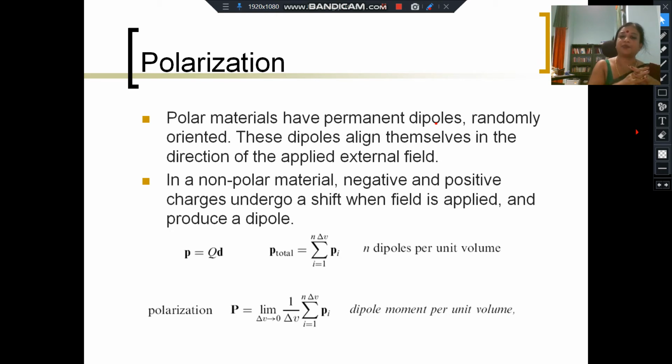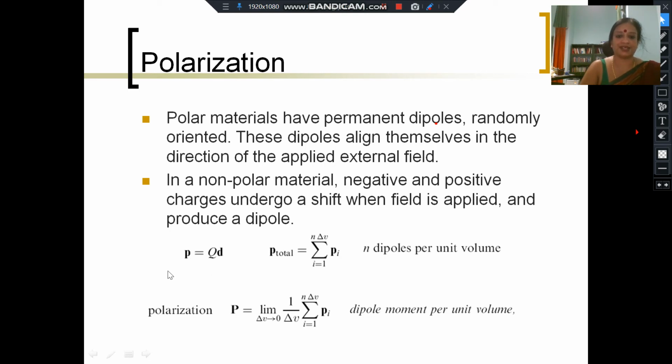Similar things can happen by charge separation between anions and cations in molecules and so on, but that we will discuss later. So what I am trying to say is that in a non-polar material, the first thing that needs to happen when you apply the external field is that firstly the dipoles have to be created. Once the dipoles are created, they will align themselves in the direction of the electric field.